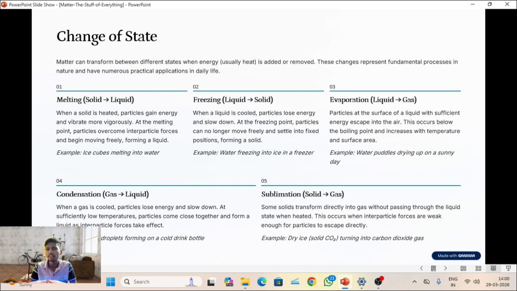अगला पॉइंट आता है freezing. When a liquid is cooled, particles lose energy and slow down. At the freezing point, particles can no longer move freely and settle into fixed position, forming a solid. इसका एग्जाम्पल है वाटर फ्रीजिंग इनटू आइस. इवेपोरेशन डिपेंड करता है सरफेस एरिया पर एज वेल एज टेम्परेचर पर.